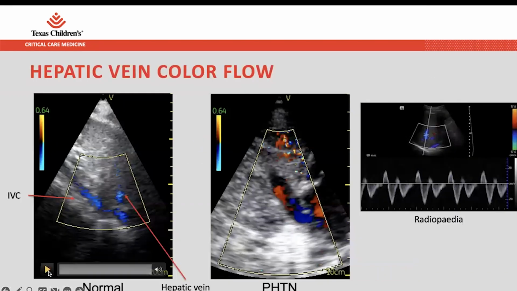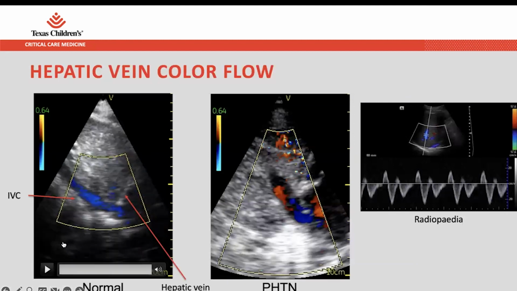This is just to mention what hepatic vein flow looks like. So in the normal state, I'm sorry, it's not cycling. This is a sagittal view of the IVC from below the costal margin. We just have the probe oriented across the liver. Here's the IVC, and this is the hepatic vein flowing there.